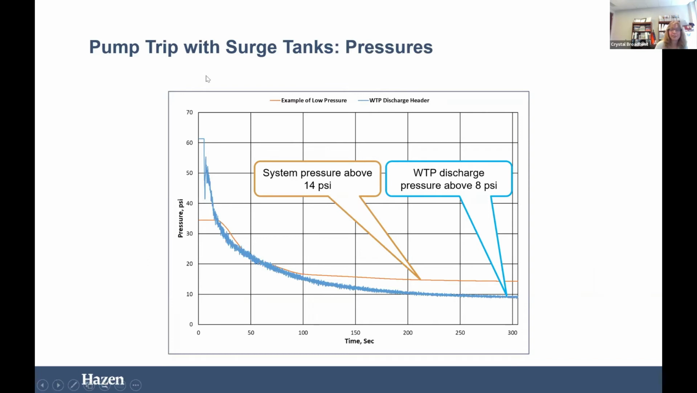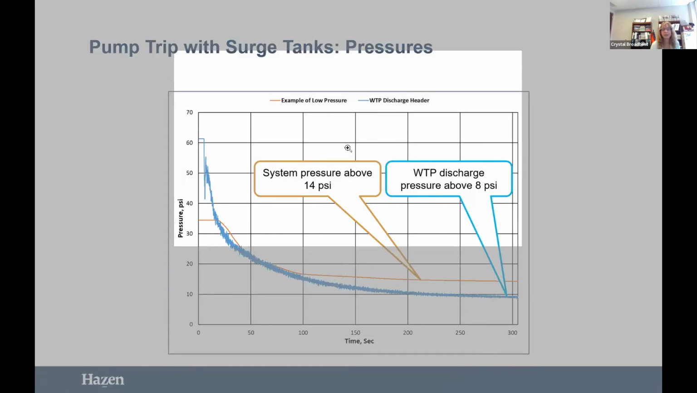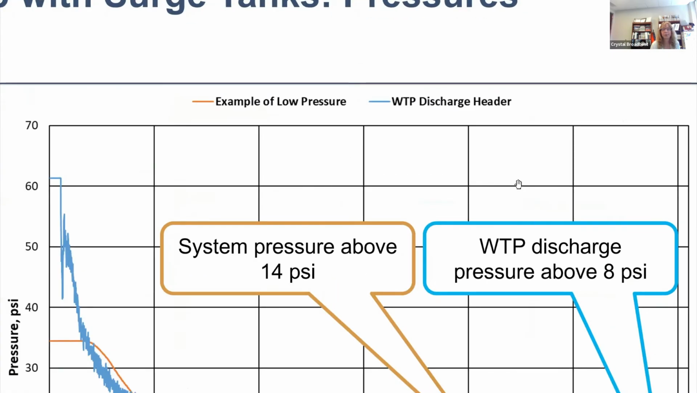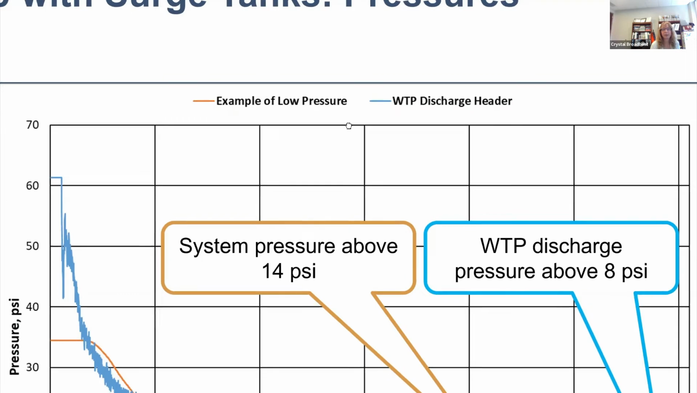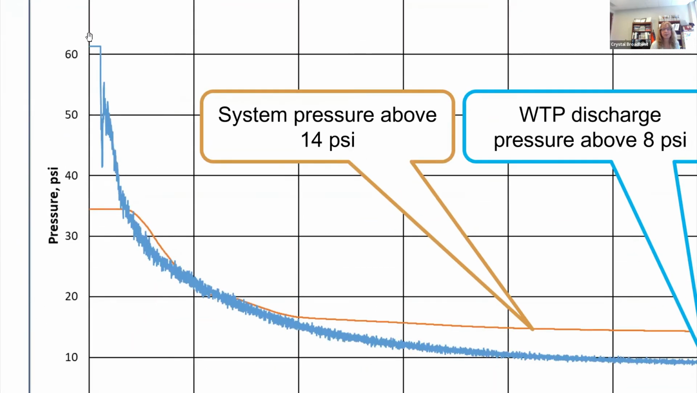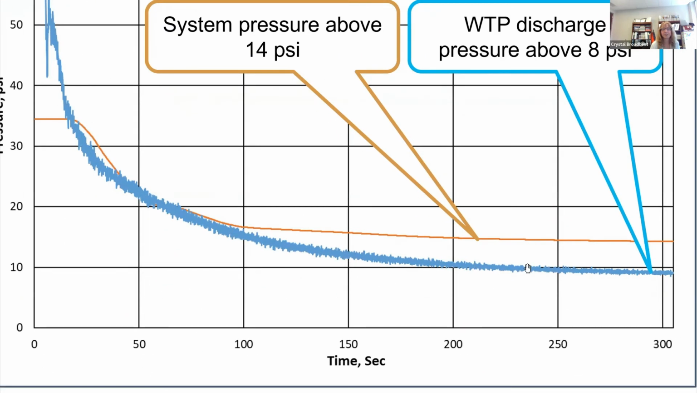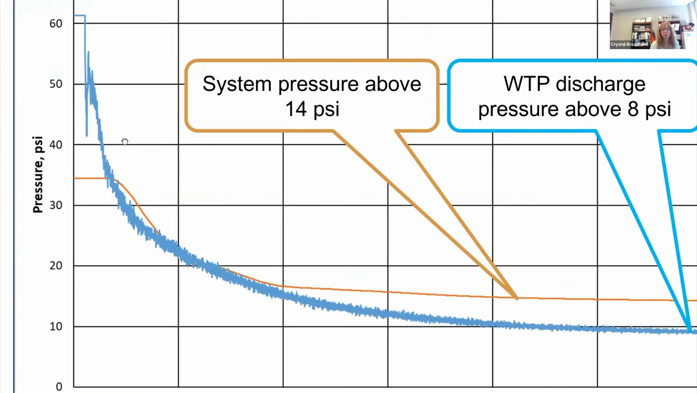So this is after the surge tank simulation. We put the surge tanks into the model. You can see here, again, the blue is at the treatment plant and the orange was out in the system. You can see that there's a nice transition. The surge tank puts energy into the system. You can see that very clearly.